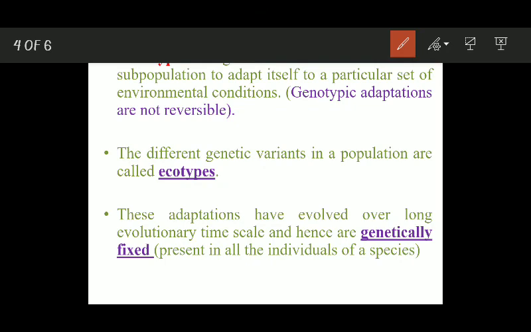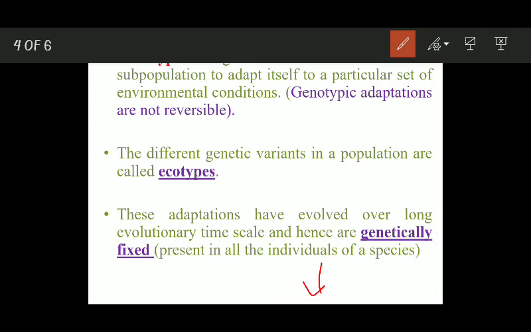Remember, the genotypic adaptations have evolved in natural populations and species over a long evolutionary time scale, and hence the genotypic adaptations are genetically fixed. Genetically fixed means they are present in all the individuals of a species.